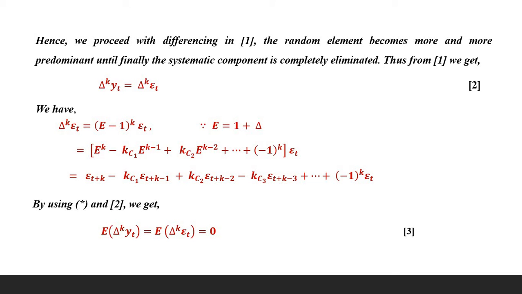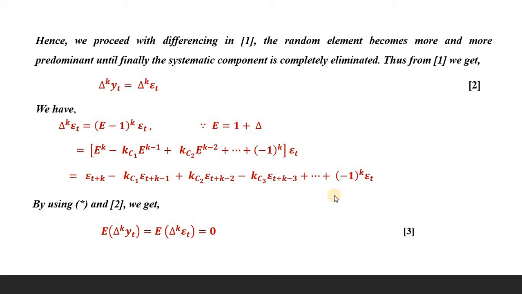Then we proceed with differencing the time series function. The random element becomes more and more predominant until finally the systematic component is completely eliminated. Thus we have delta k yt is equal to delta k epsilon t. As we know that delta is nothing but equivalent to E minus 1, so we can express delta k epsilon t as E minus 1 whole thing raised to the power k into epsilon t. So after expanding E minus 1 to the power k, we have this expression.